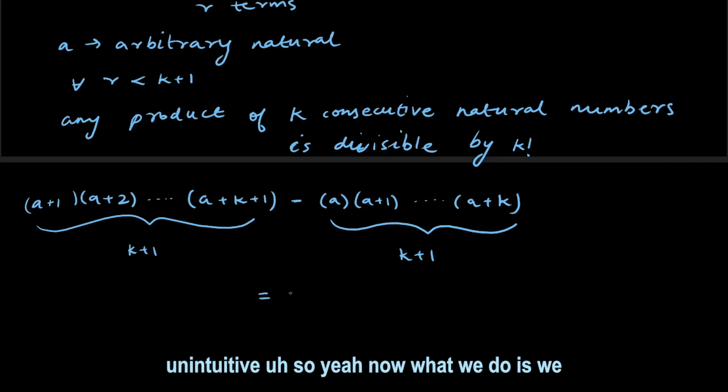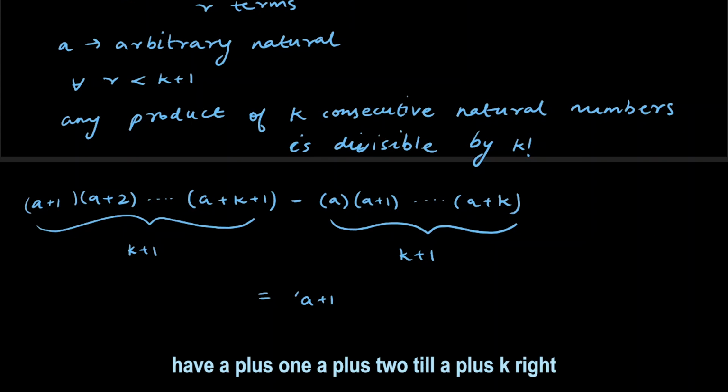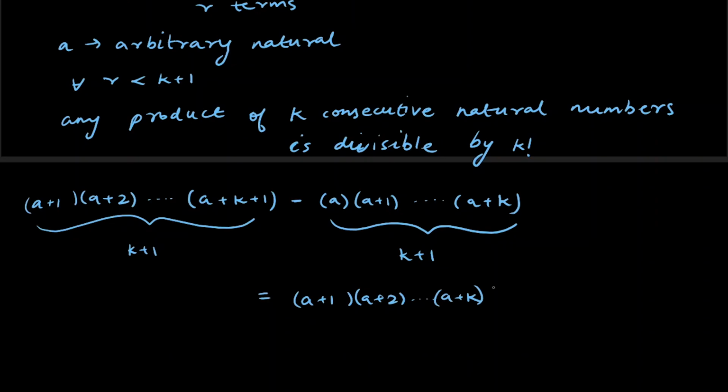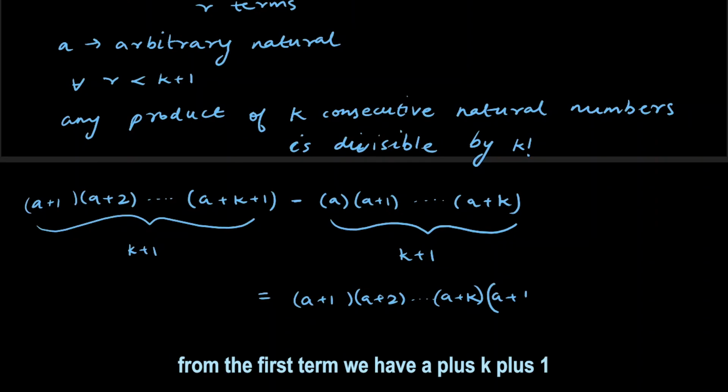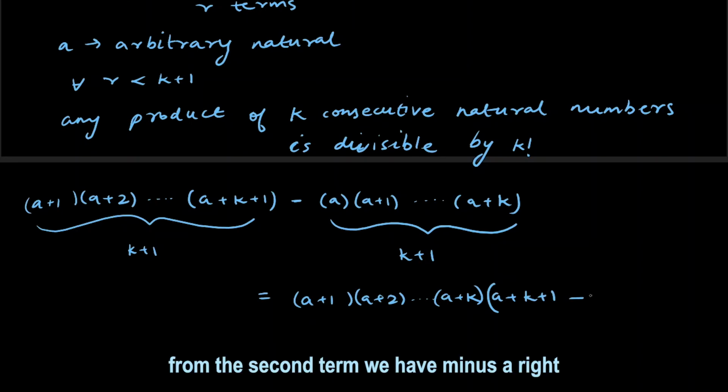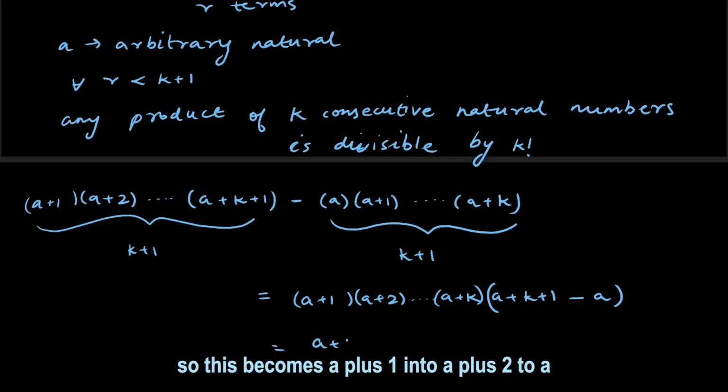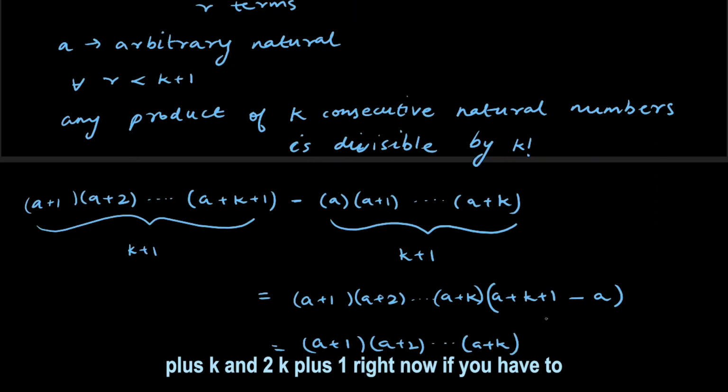Now what we do is we take a plus 1 till a plus k common. So from the first term, when we take this common, we have a plus 1, a plus 2 till a plus k, right? And from the first term, we have a plus k plus 1. And from the second term, we have minus a, right? So this becomes a plus 1 into a plus 2 till a plus k into k plus 1, right?